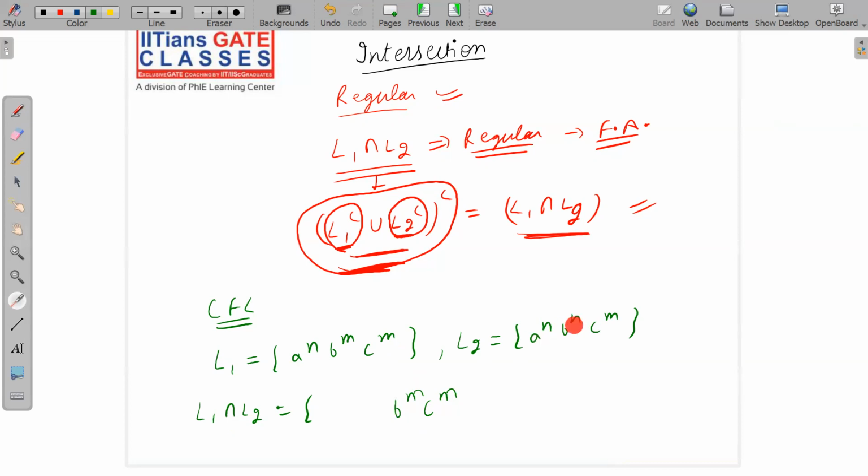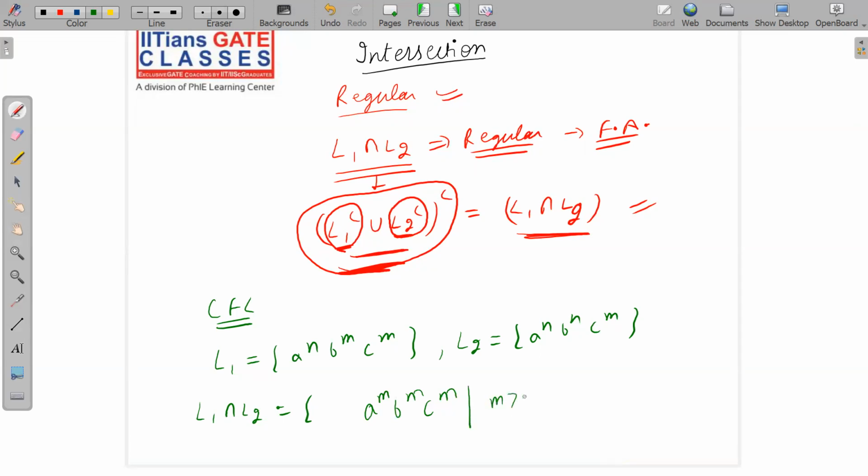Now, L2 is saying A and B should be equal. A and B should be equal means B and A should be equal. Now, B and C are already equal. So, A and B should be equal like this. So, L1 intersection L2 will contain all those strings in which A, B and C all are equal.